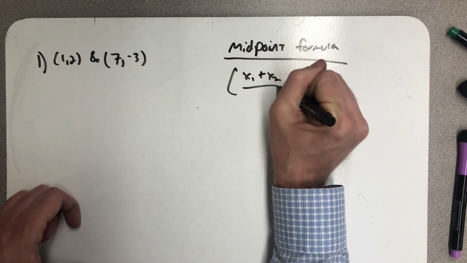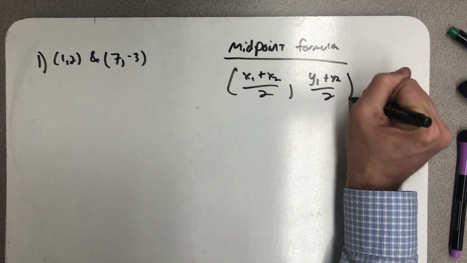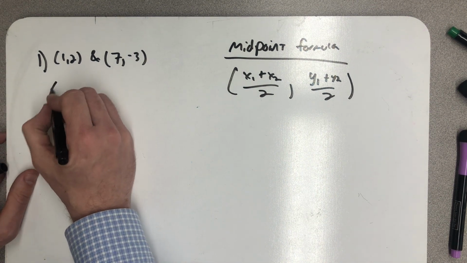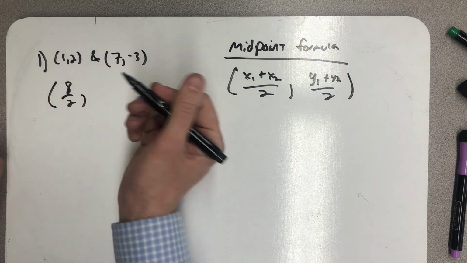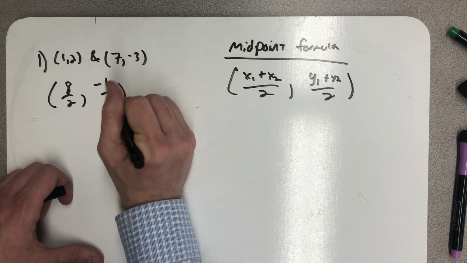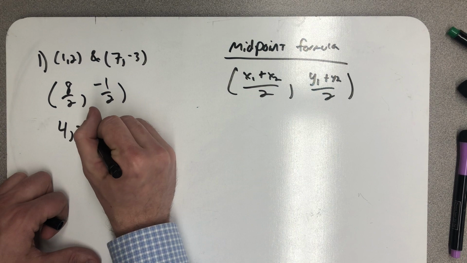x1 plus x2 over 2, the average of the two x's. y1 plus y2 over 2, the average of the two y's. Well, this midpoint, 1 and 7 make 8 over 2, is going to be 4. 2 and minus 3 would give us a minus 1 over 2. So in the end, our midpoint is 4, minus 1/2.